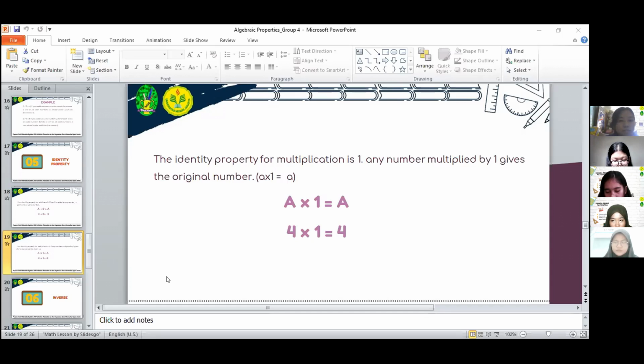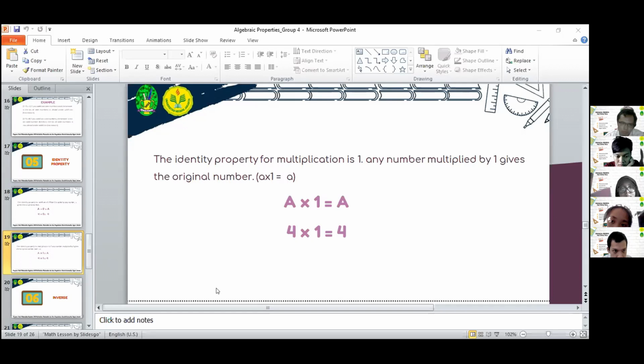Okay, next I will answer the Putri question. Can you explain how any number multiplied by 1 give the original number? The answer is because in accordance with the law of identity property, every number multiplied by 1 will produce itself. And 1 is the identity number in multiplication. So any number multiplied by 1 and the result is the number. Okay, thank you for your answer.